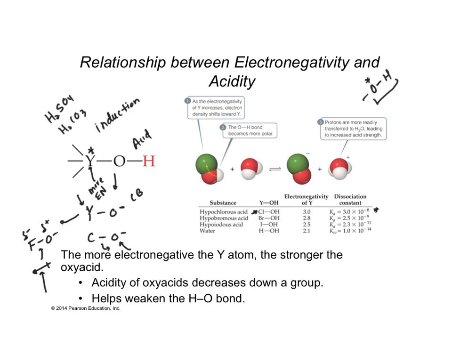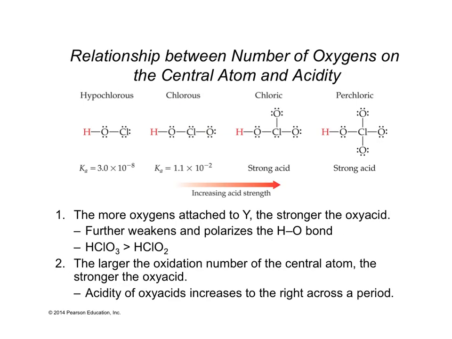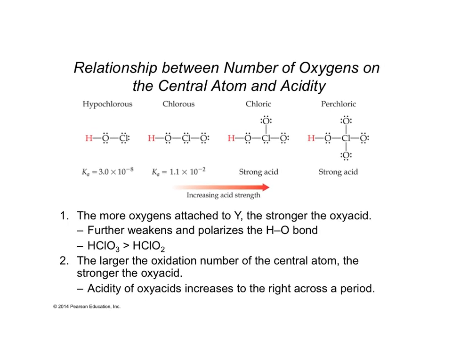So with oxyacids, the atom that is bound to the oxygen where the proton is coming from, the more electronegative that thing is, the stronger the acid is going to be. There's one other little central player with respect to this. Again, looking at the atom that the oxygen is bound to, where the proton is coming from, the more oxygens that are on that atom, the stronger the acid is going to be.